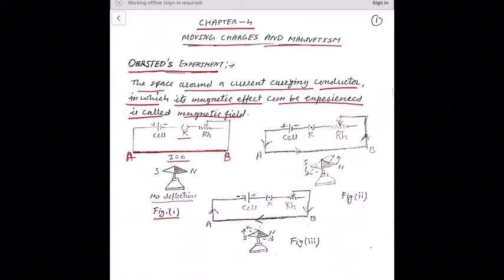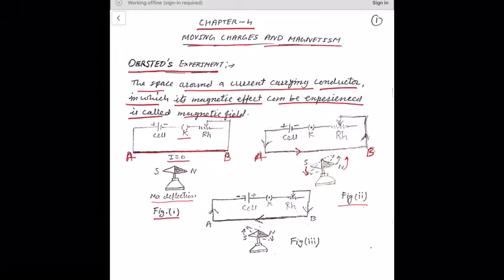And next, in figure second, when a current flows, then a magnetic field develops around the wire and the needle gets some deflection. In this condition, current I flows through the conducting wire AB, so the needle deflects in upward direction, meaning N pole in upward direction and south pole in downward direction.